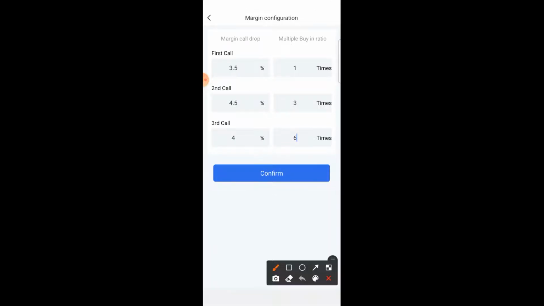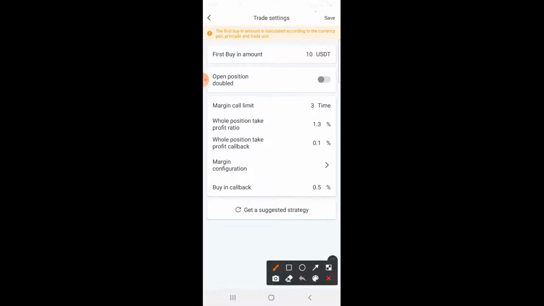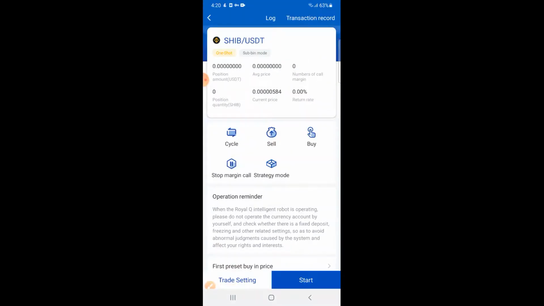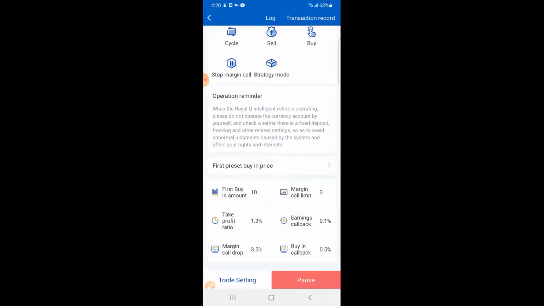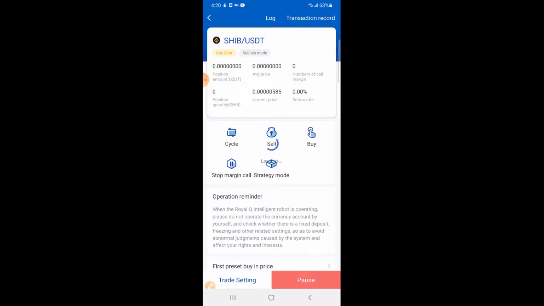Your final step is to click here to confirm it. In this way, one coin costs $110. Click here to confirm it. Now click here to save it, and click here to start and confirm. Okay, my trade has started. My average price means you have bought 10 USDT on SHIB, and this is your average price, current price, and return rate.